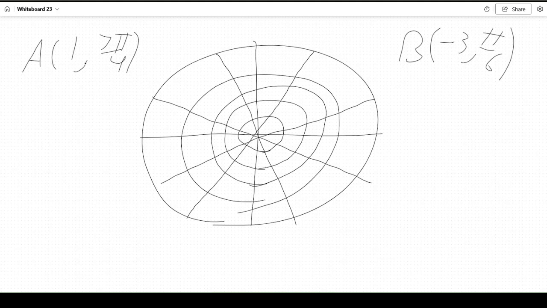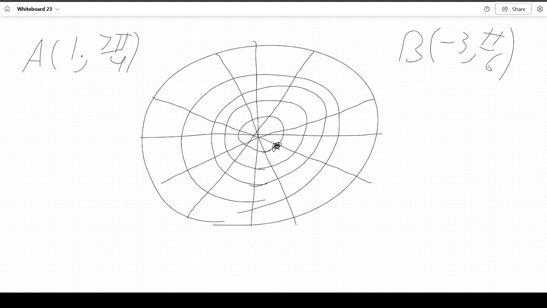Let's plot A. So 1, 7 pi over 4. And we know that 7 pi over 4 is located around here, next to the end right here. But with 1, when we have to plug in the 1, it's going to be located over here because this equals 1. And if it's 2, this is going to be 2, this is going to be 3.